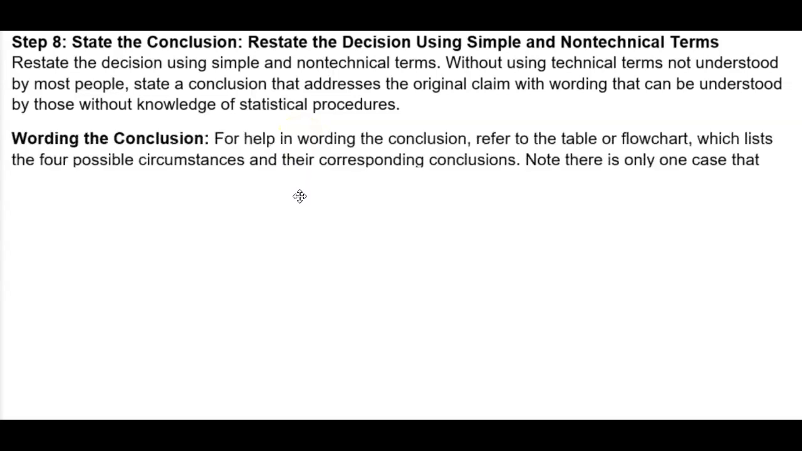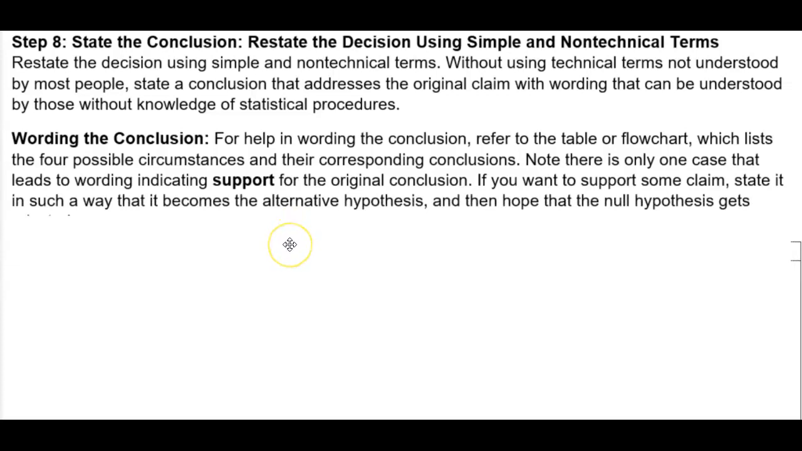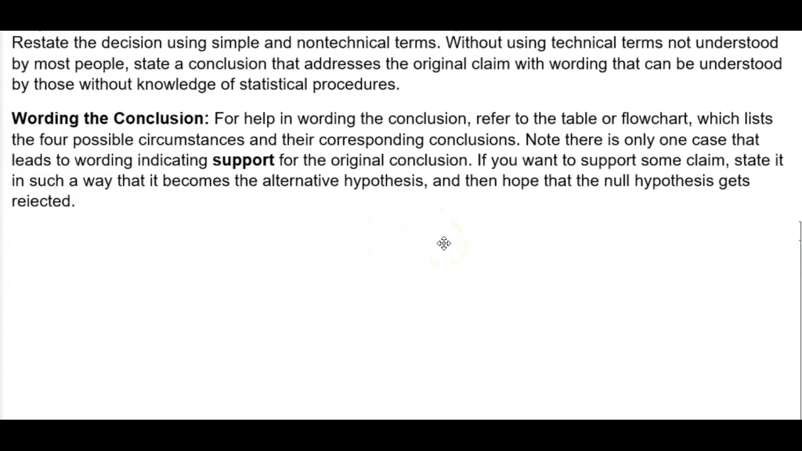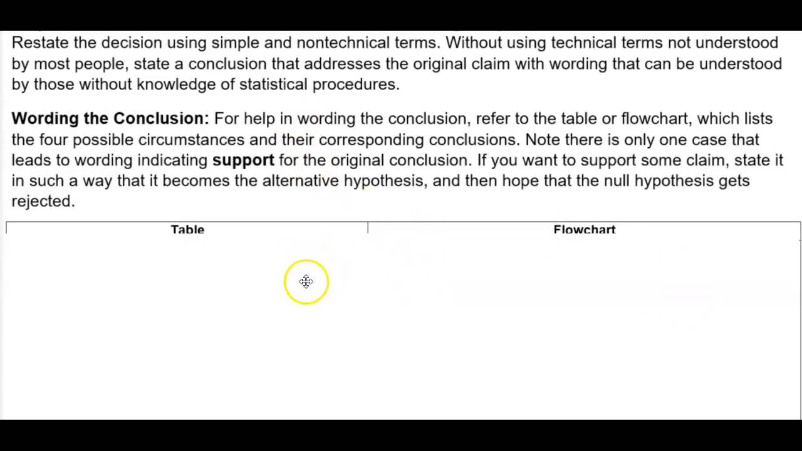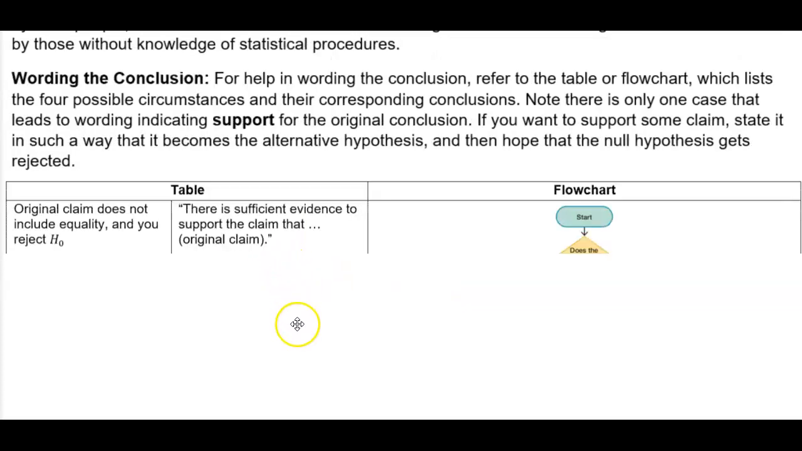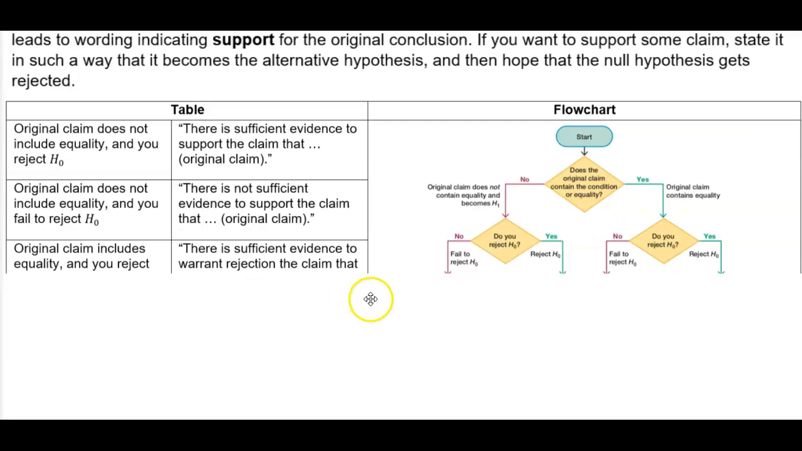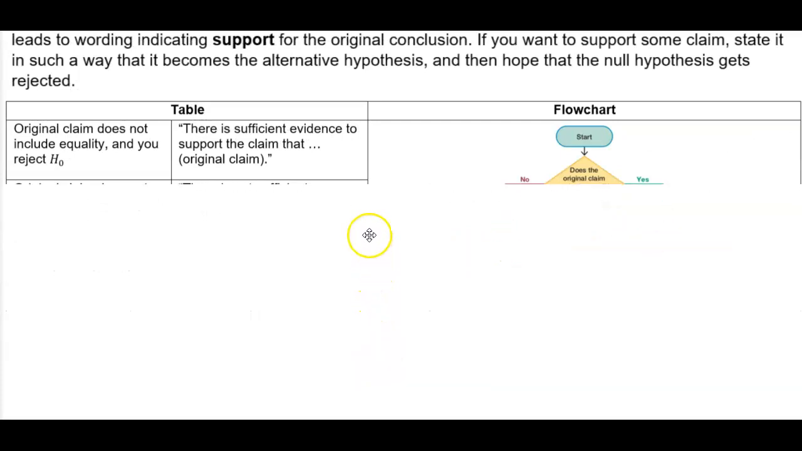Now, wording the conclusion. For help in wording the conclusion, refer to the table or flowchart which will be below, which lists the 4 possible circumstances and their corresponding conclusions. Note that there is only one case that leads to wording indicating support for the original conclusion. If you want to support some claim, state it in such a way that it becomes the alternative hypothesis, and then hope that the null hypothesis gets rejected. So let's take a look at the table on the left first, and then we'll look at the flowchart on the right.